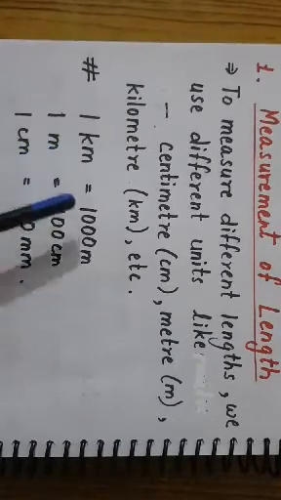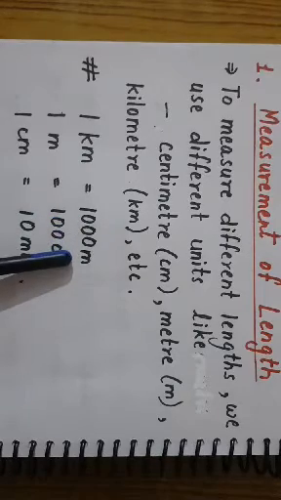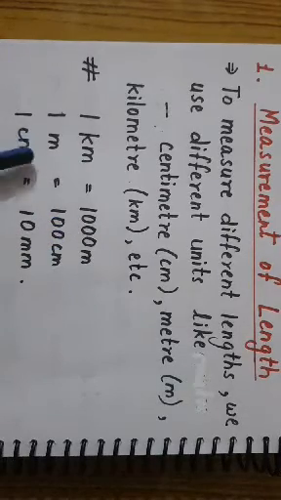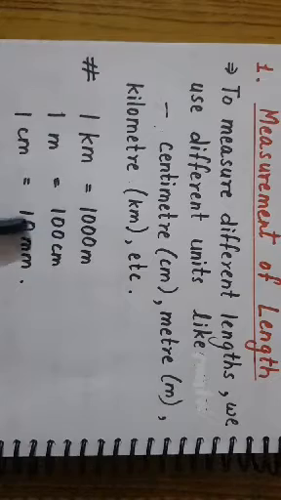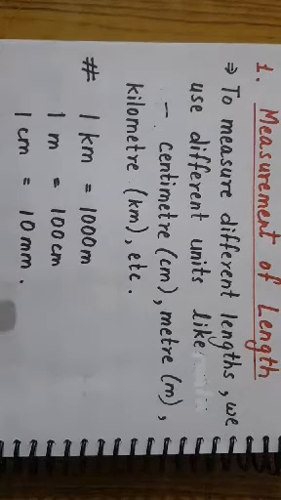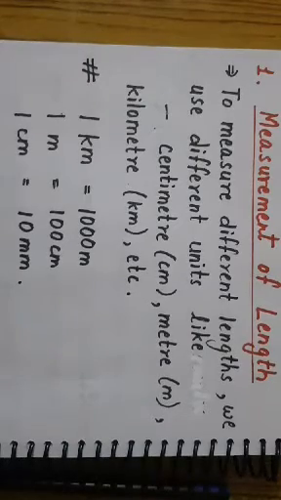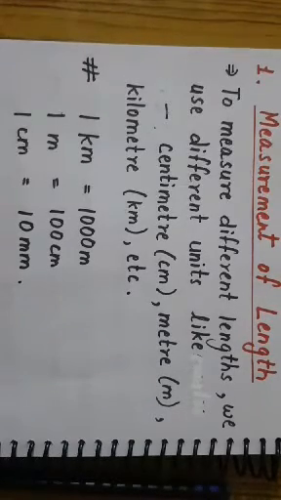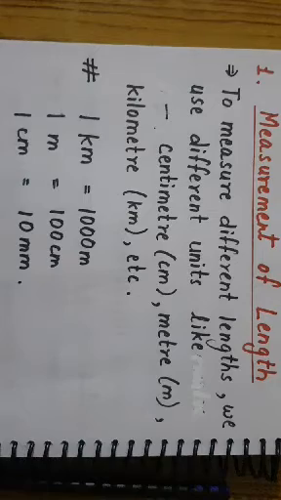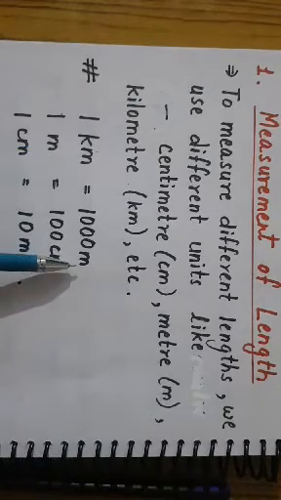1 kilometer is equal to 1000 meter. 1 meter is equal to 100 centimeter. 1 centimeter is equal to 10 millimeter. So, in order to deal with the different lengths with different units, we should know the relation between them.